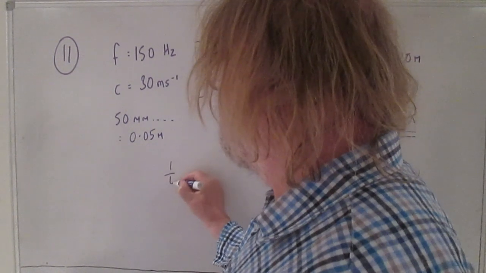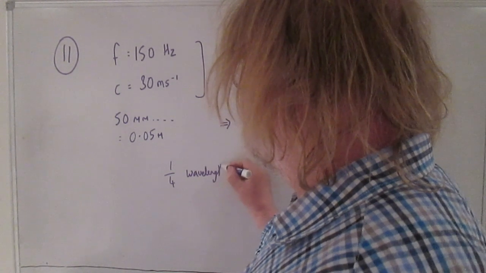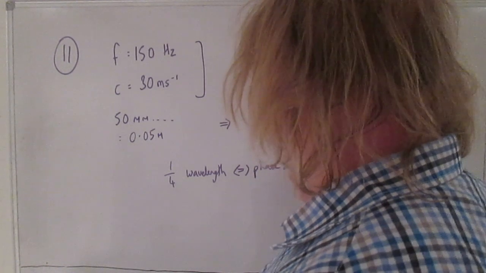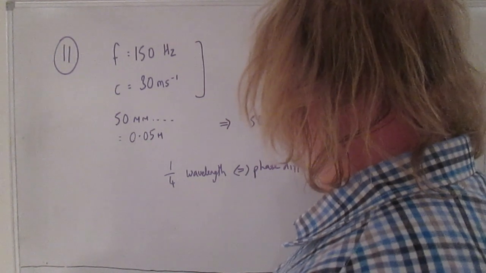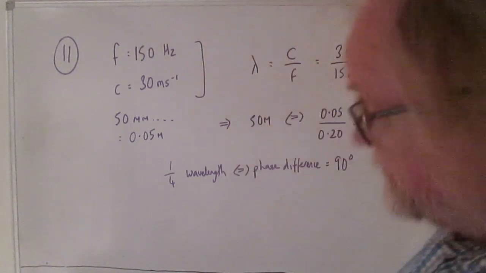So a quarter of a wavelength corresponds to a phase difference of 90 degrees. And therefore the answer is B.